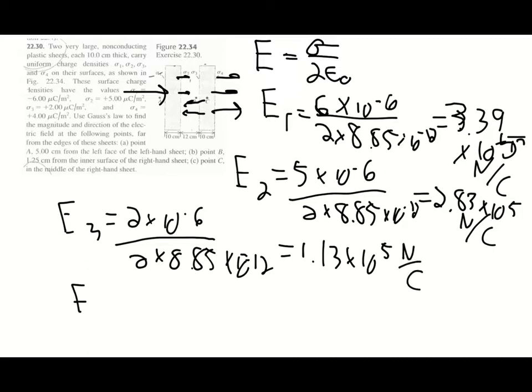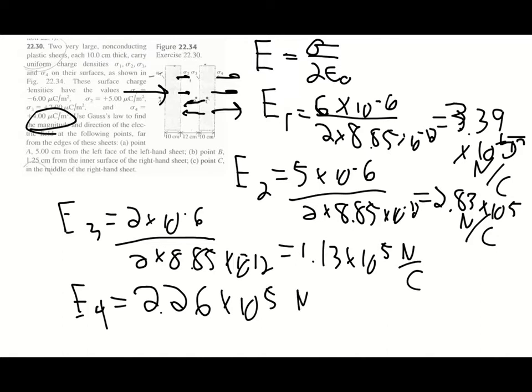And E4, I'm going to actually be lazy about it. It has twice the amount of surface charge density as E3, so it's going to have twice the electric field that comes from it. So we figured out each of the surface charge densities. Now we're going to look at the points and find out what the electric field is at each point.